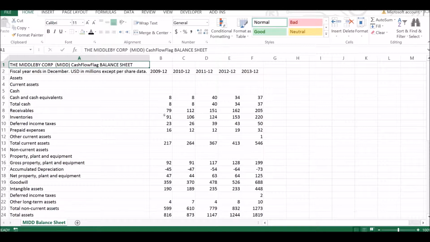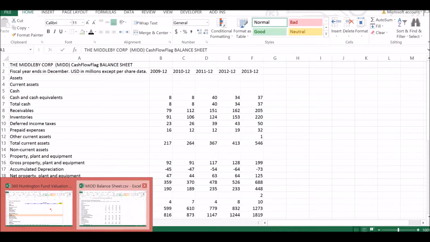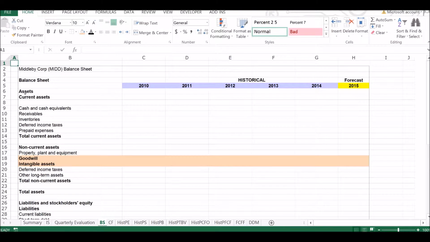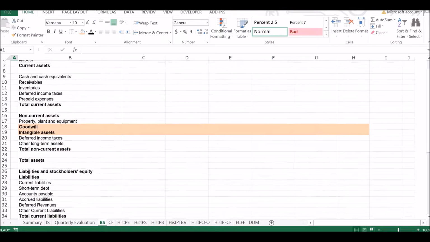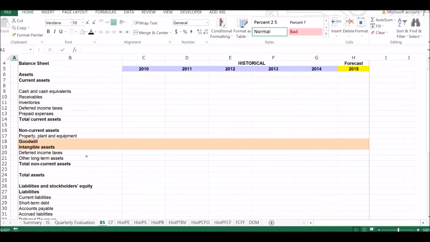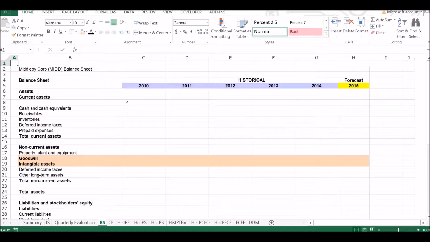So now that you have this available, you're going to copy this information into your valuation model, into the appropriate areas of assets, liabilities, and shareholders' equity. Let me just start by discussing a couple of things about the balance sheet. The first thing you'll notice is that current assets is at the top.